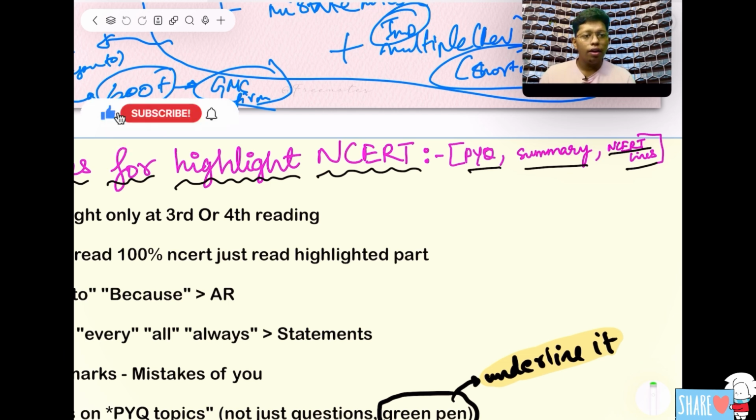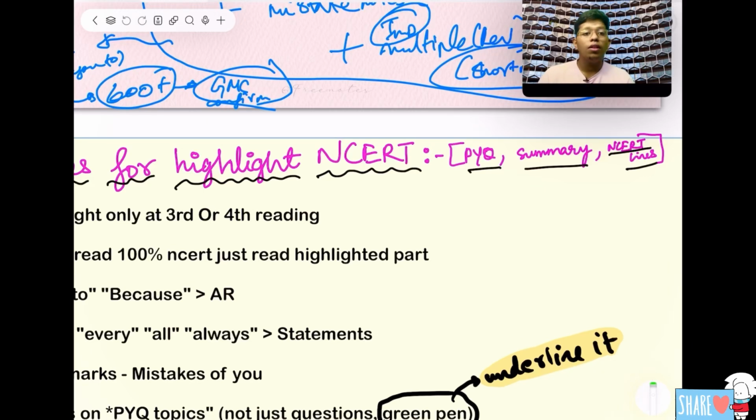Already we have read the chapter in depth. Why should we again read the summary? Whether you want to read it or not, how to read it, many of them may have a doubt. That also I am going to clarify in this video. Finally, whether NCERT lines, meaning every line, is very important. So should we underline every line and read it?